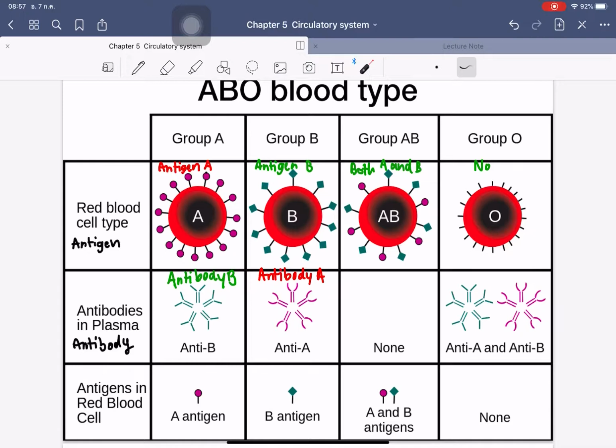But in opposition to the antigen, you have the antibody. The antibody is the one that binds to the antigen.